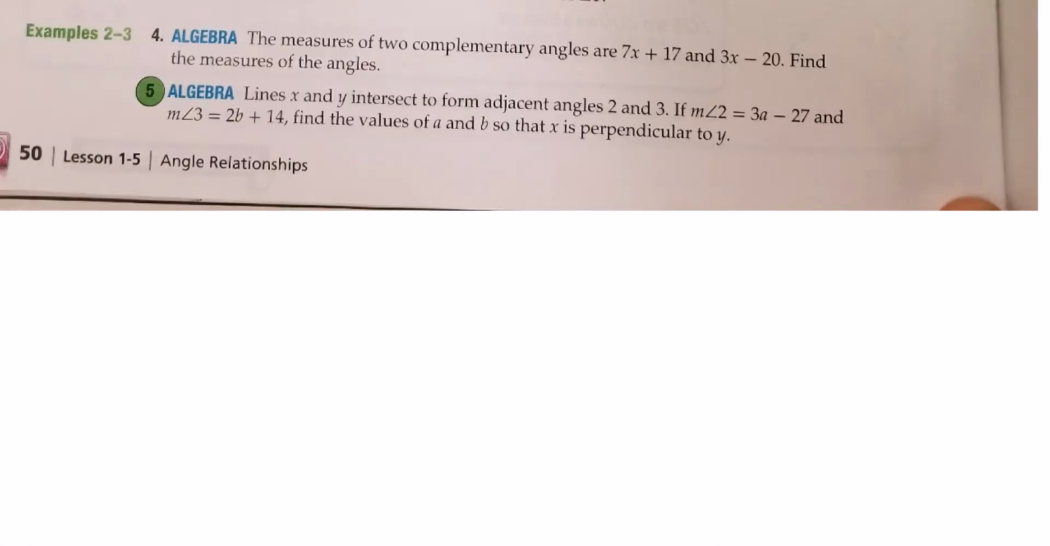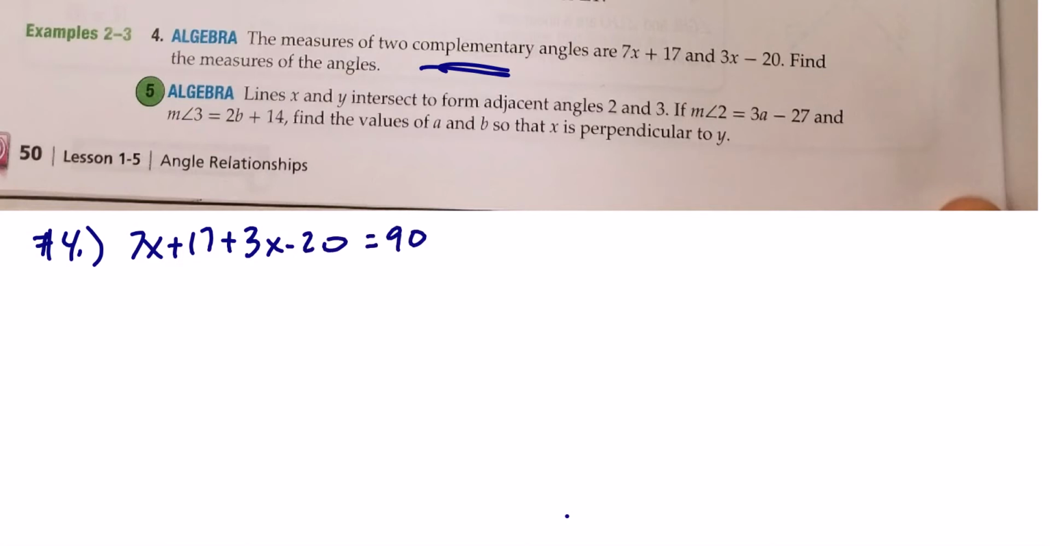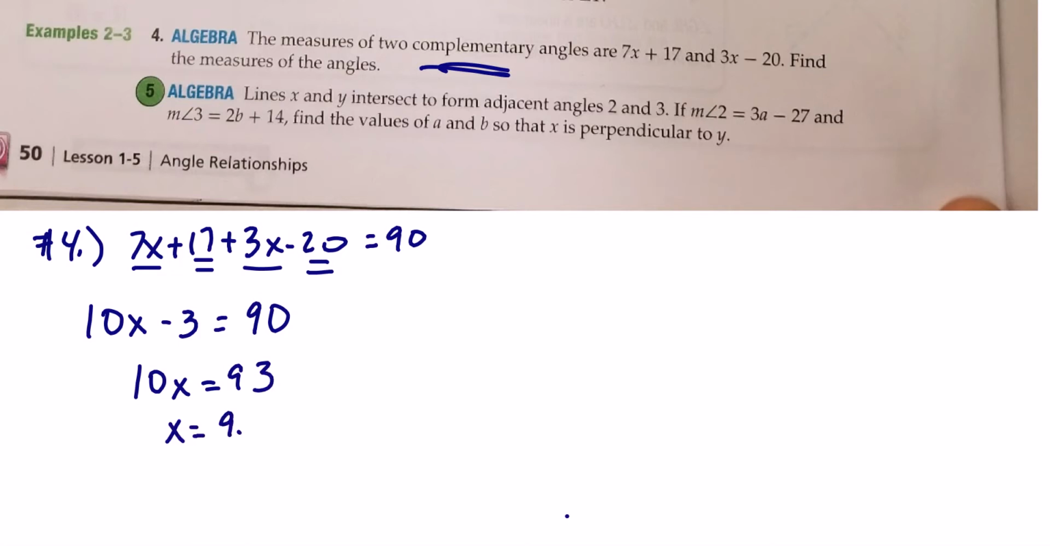Alright, so number 4 is going to be algebra. It says the measures of two complementary angles are 7x plus 17 and 3x minus 20. As soon as I say complementary, I know it's going to equal 90. So I'm going to have 7x plus 17 plus 3x minus 20 equals 90. I combine my like terms, so 7x plus 3x is 10x. I combine my like terms of numbers, I get minus 3 equals 90. I add 3 to both sides, I get 10x equals 93. Now I divide by 10, I get x equals 9.3.